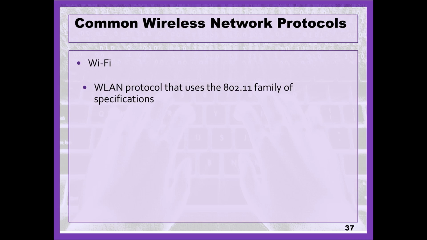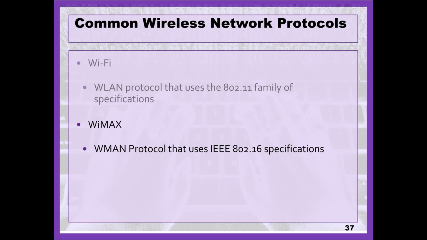The most common wireless protocol, regardless of wireless network type, is Wi-Fi. Wi-Fi is typically used in WLANs, but can be used in most of the other types as well. Wi-Fi is a category of protocols and covers any protocol that uses the 802.11 family of IEEE specifications. Similarly, WiMAX is used primarily in WMANs and is a category of protocols that use the 802.16 family of IEEE specifications.